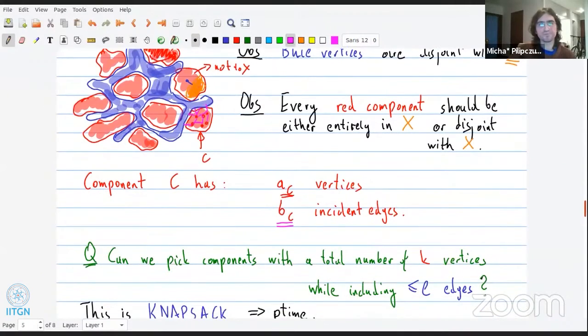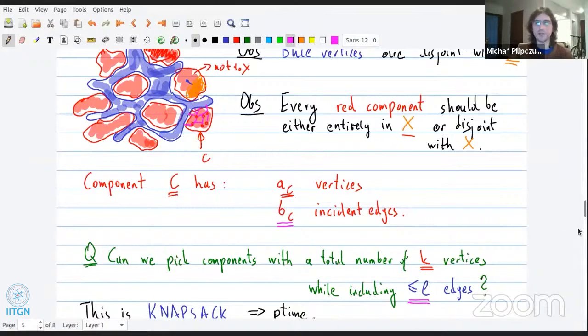Yes. So going back to this, every red component can be characterized by two numbers: how many vertices it brings to X if it is included, and how many incident edges it brings to X. And now the question is whether we can pick components with a total number of k vertices, so that we include in those incident edges at most L of them.